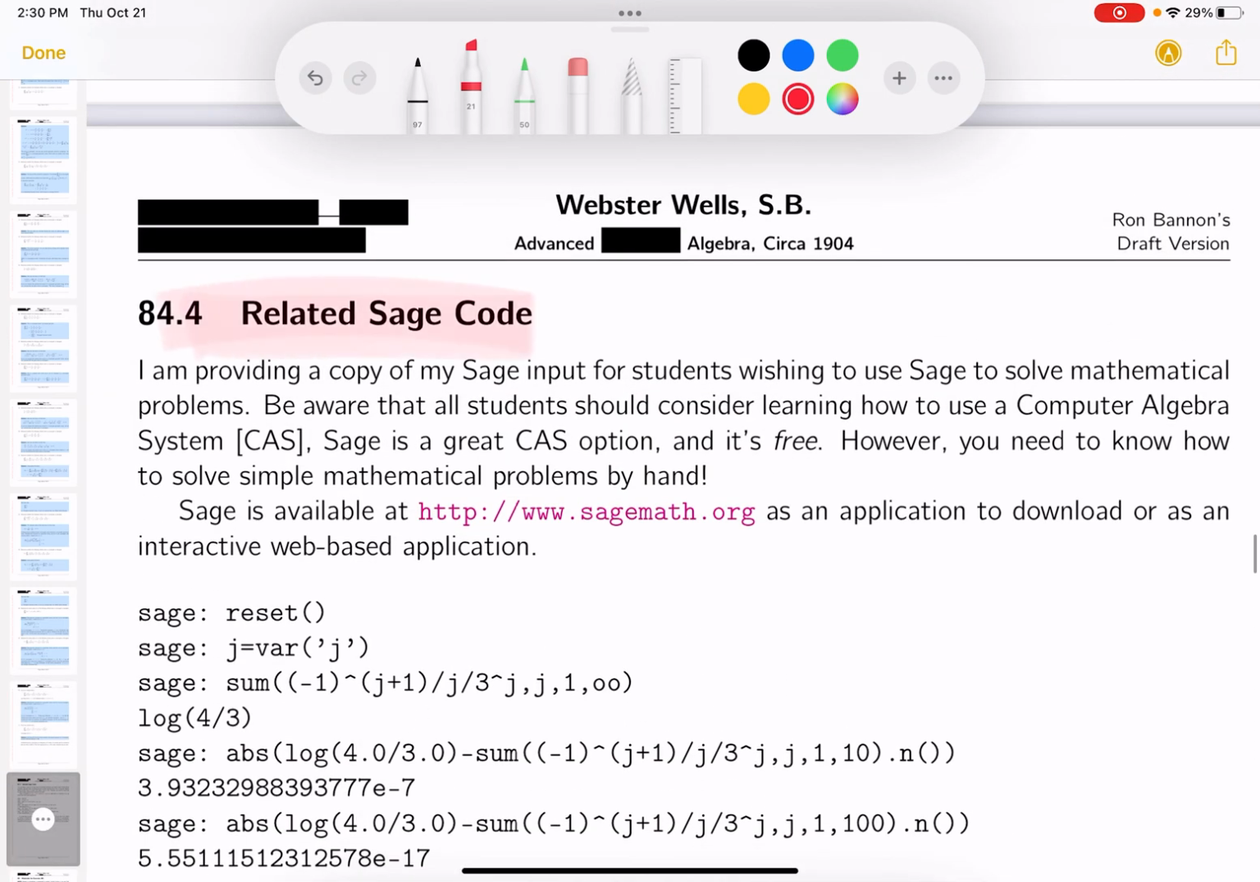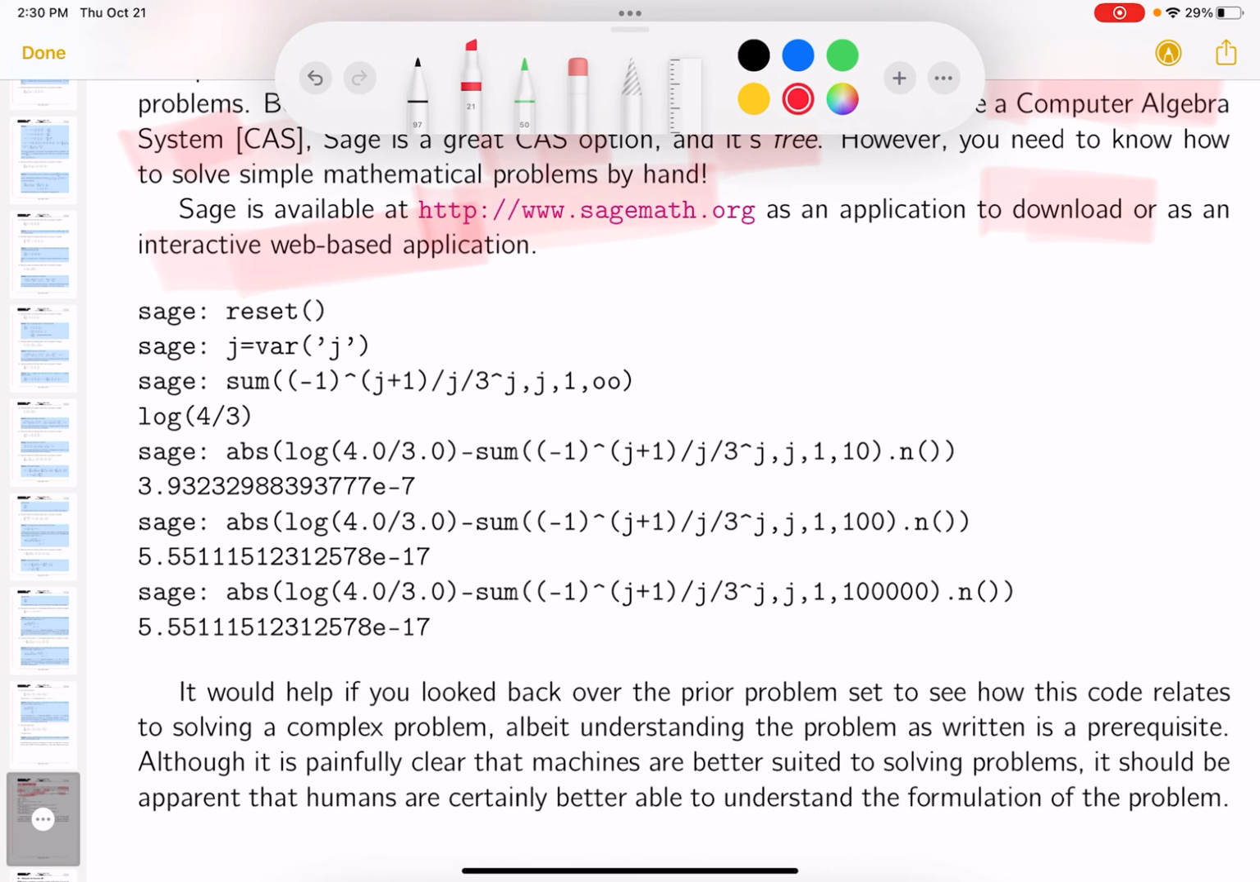All right? Related SAGE code. What's SAGE? A Computer Algebra System, CAS. It's free. Go to that website. You can download it or use the interactive web-based application. What I do is I do a bunch of problems, coding it, putting it in, trying to evaluate sums and things like that. I got a sum over here, and it turned out to be a log.